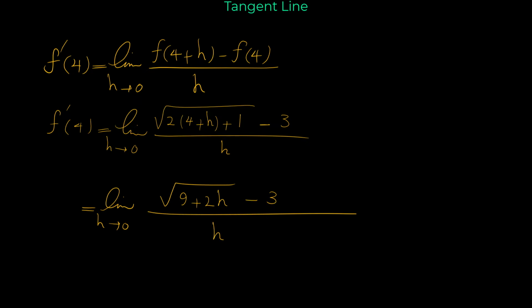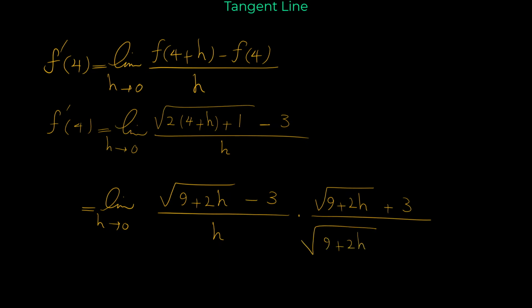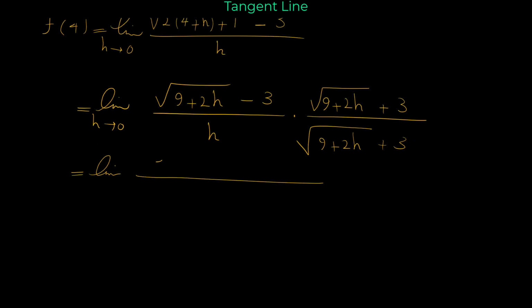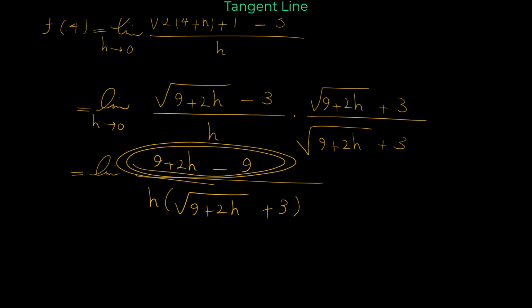And it's clear that for finding this limit, we have to multiply the numerator and denominator by the conjugate of the radical. Conjugate of the numerator. Radical 9 plus 2h plus 3 over radical 9 plus 2h plus 3. If we multiply numerator by numerator, 9 plus 2h, the radical cancels, and 3 raised to the 2, we get 9. All over h times radical 9 plus 2h plus 3. Look at the numerator. 9 minus 9 is 0, so only 2h remains.